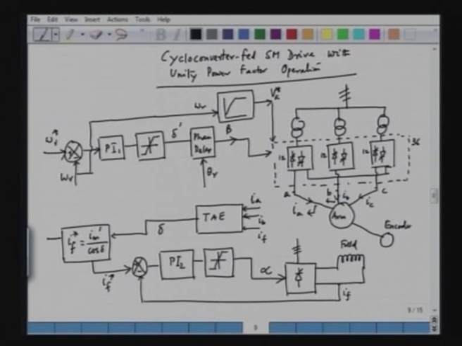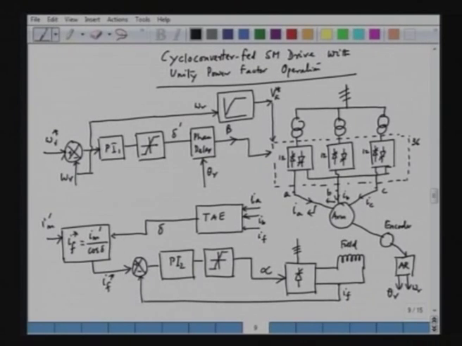So, we keep this Im constant here. We can have the Im fed here as a reference, and we can generate delta. In this case, we can calculate cos delta and we can find If star, and this theta can be obtained from the encoder. We can have another block called angle resolver. From the encoder we can calculate theta r and omega r.